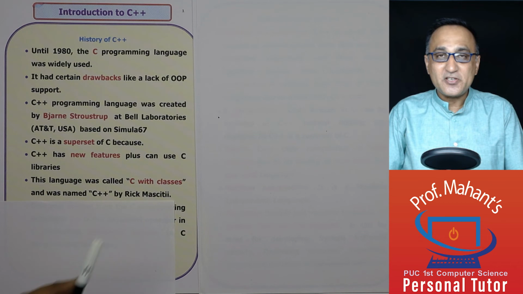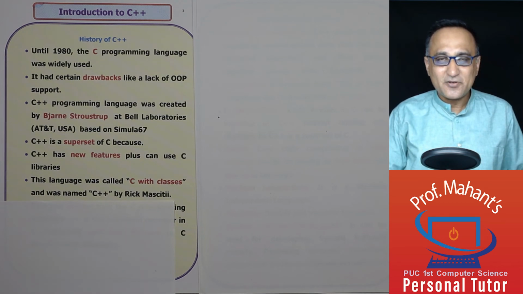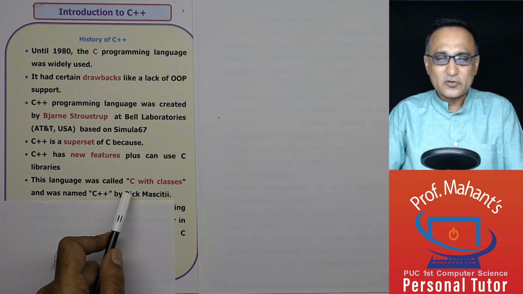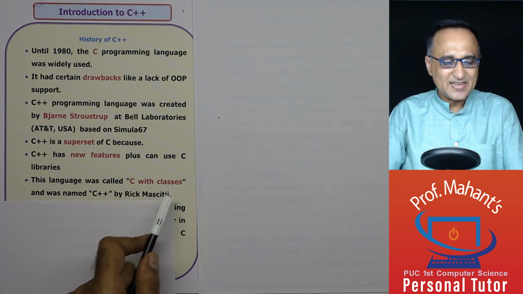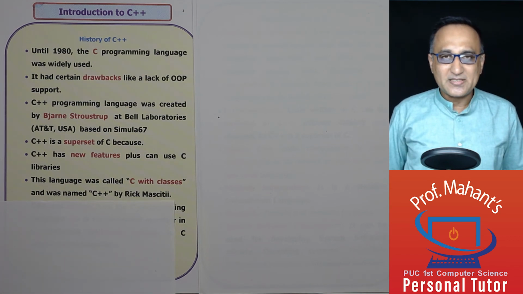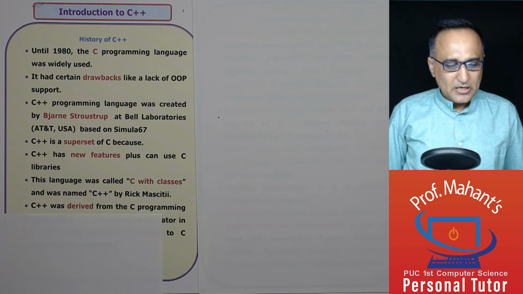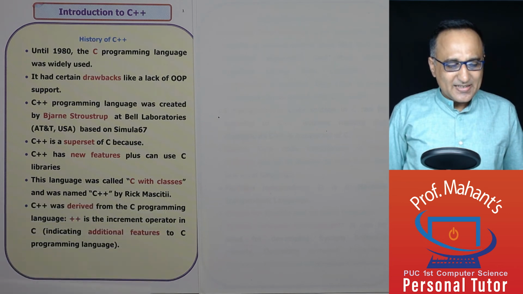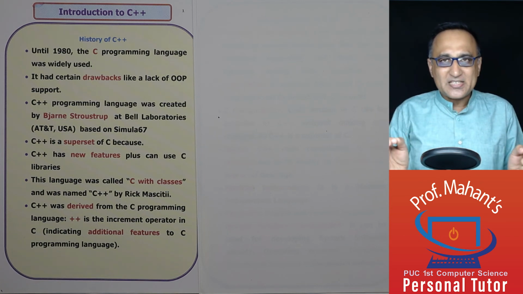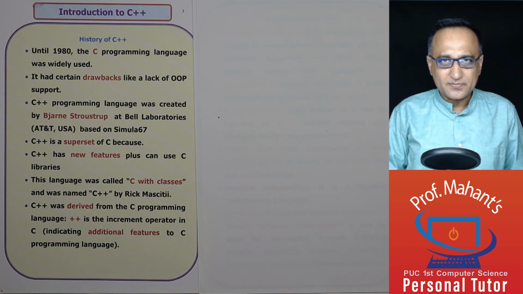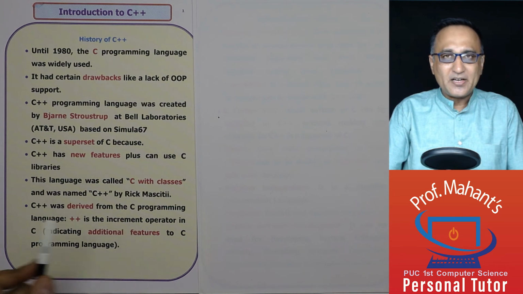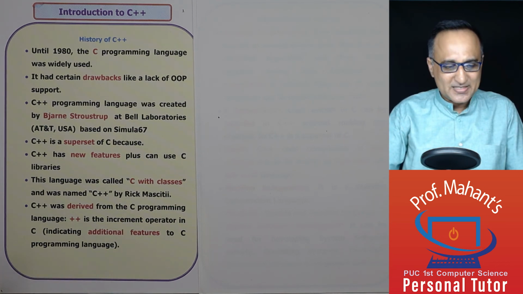C++ has a feature called classes and objects. So C++ was originally called C with Classes and was named C++ by a gentleman named Rick Mascitti in the USA. So you need to understand that C++ as a programming language was derived or based completely on the C programming language. The plus plus indicates that it is an improvement or a further development of C.